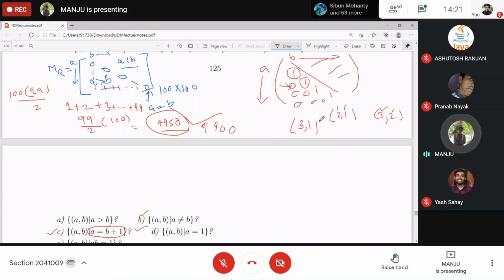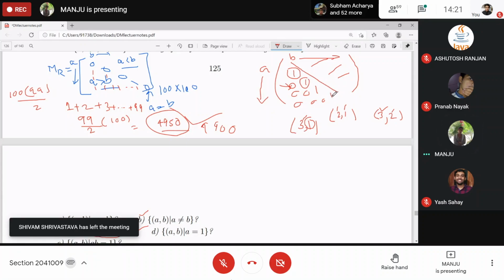A is equal to B plus 1. If 3 is related to 1, you are saying 3 is equal to 1 plus 1. Is it true? No. 3 is not equal to 1 plus 1. That's why here 0. Here 0, 0. So just below the main diagonal, it will be having 1, 1, 1, 1 up to here.